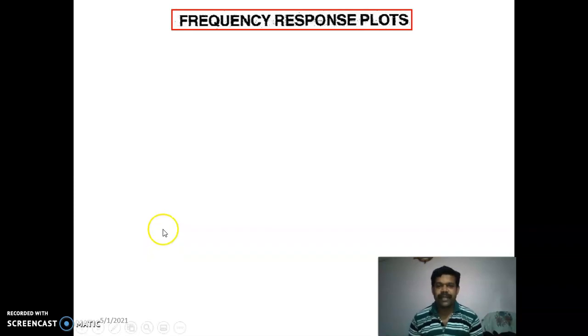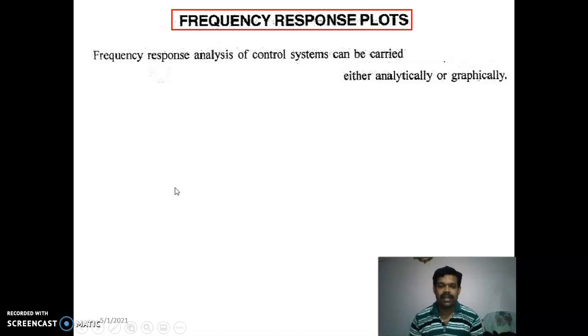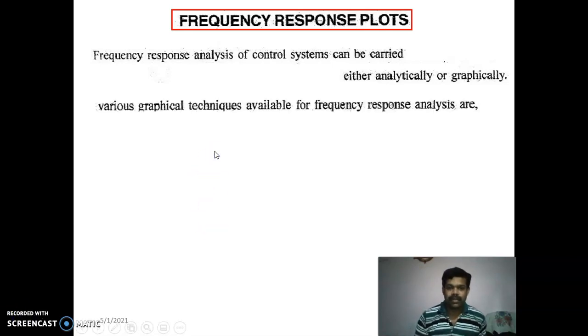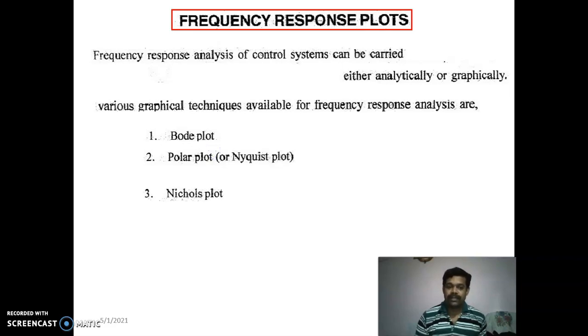Now we are going to see the frequency response plots. Frequency response analysis of a control system can be carried out either analytically or graphically. The various graphical techniques available for frequency response analysis are: first, Bode plot; second, polar plot, another name of which is Nyquist plot; next, Nichols plot; next, M and N circles; then Nichols chart.